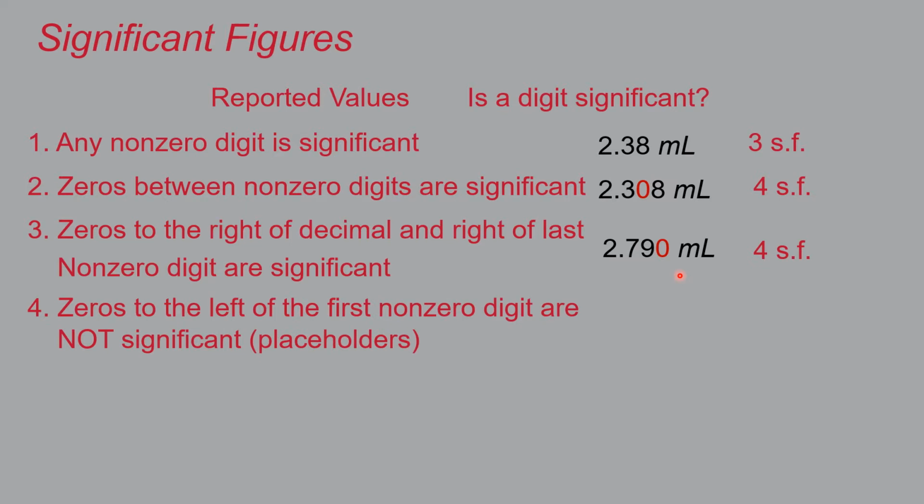Rule 4, if a 0 happens to be to the left of the first non-zero digit, then they are not significant. This is referred to as a placeholder 0. So here's an example. 0.026 milliliters. These zeros are to the left of the first non-zero digit, which is the 2 in this case. So that only has 2 significant figures, namely the 2 and the 6.